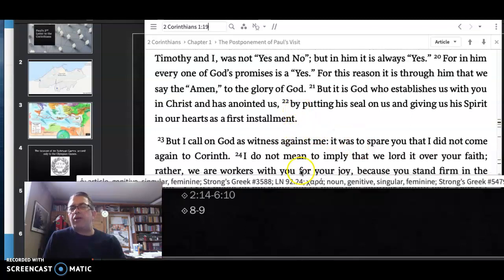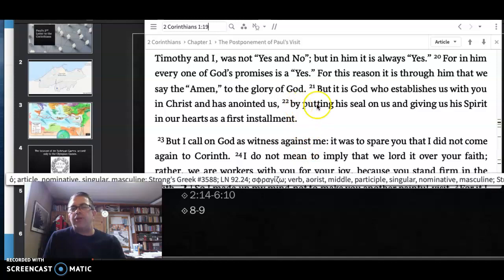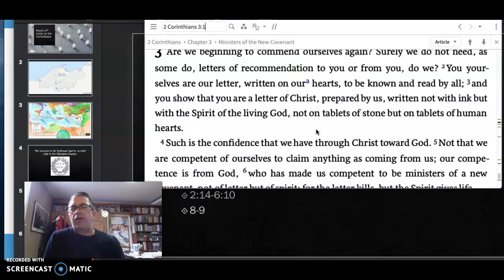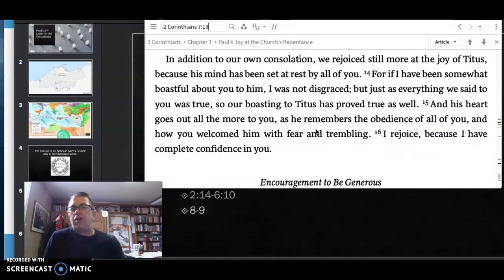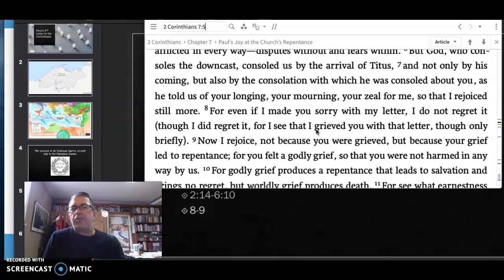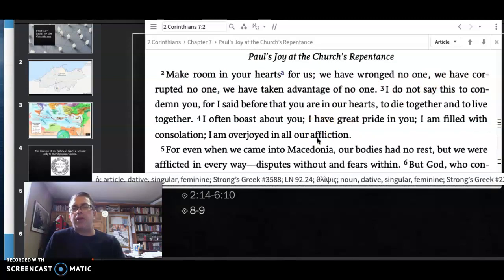Look how the NRSV puts this gap, verse 22: by putting his seal on us and giving us his spirit in our hearts as a first installment. And then if you go from that, in terms of the heart, look at how this one starts. Make room in your hearts for us. We have wronged no one. We have corrupted no one. We have taken advantage of no one.